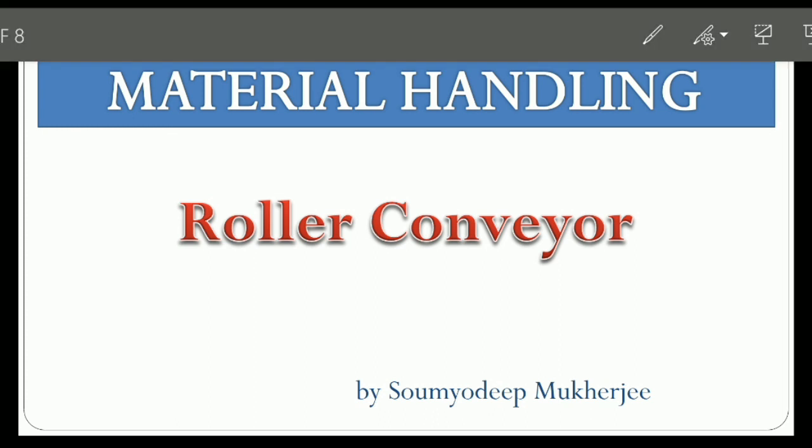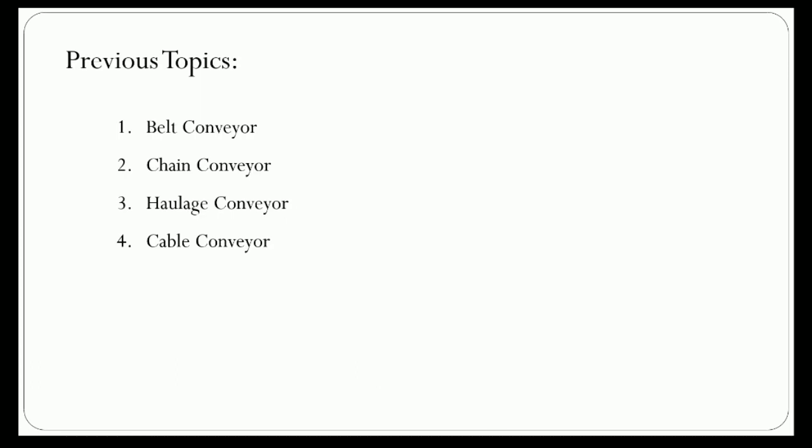In our previous lecture, you have already learned that we discussed the details of belt conveyor, chain conveyor, haulage conveyor and cable conveyor. We have also discussed the design aspects of belt conveyor and chain conveyor. So you know how the belt conveyor is designed, how the chain conveyor is designed, what the different types of belt conveyors and chain conveyors available are, and you know the details of haulage conveyor, how it works, and what their types are. Drag and chain conveyors you already know, and last of all you know about the cable conveyor.